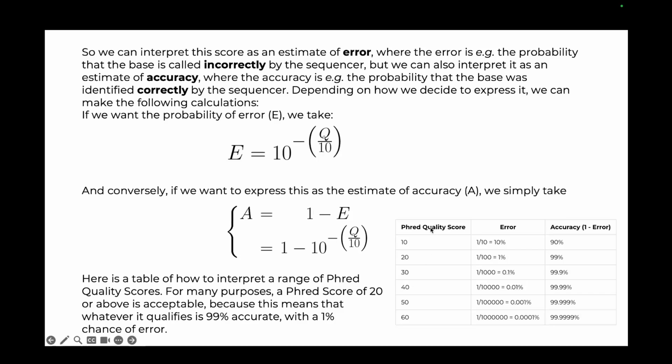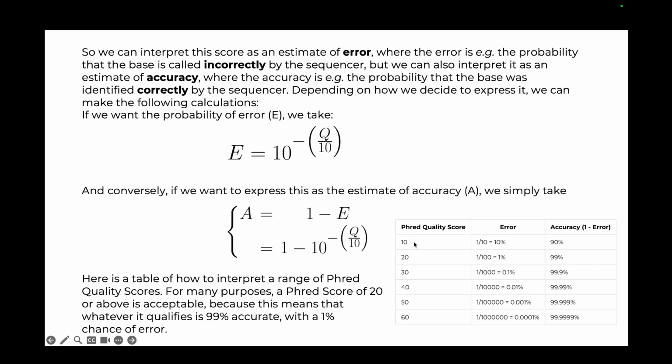So this is a table which is showing you what different Phred quality scores mean in terms of error and accuracy. And in general, a Phred score of at least 20 and above is acceptable because a Phred score of 20 means whatever it qualifies is actually 99% accurate, with 1% chance of error. So if you see a Phred quality score of 10, if you check the error rate here, if you put a 10 in Q, it becomes 10 to the power minus 1, which is basically 1 by 10. It's basically 10% error and 90% accurate. So 1 minus 10% will be 90.